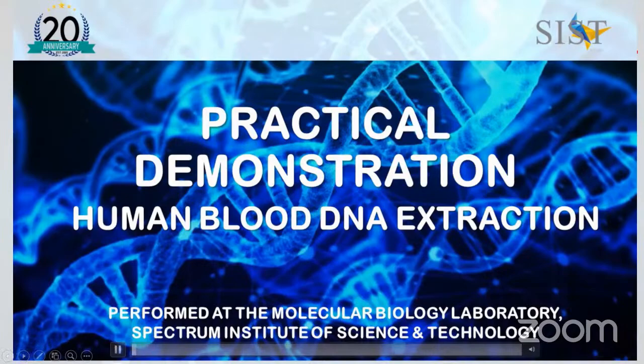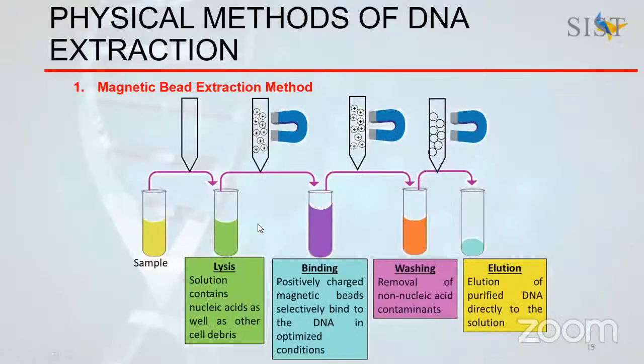Welcome to the practical demonstration. This is about physical methods of DNA extraction, the different methods we can use to obtain the DNA. The one we saw is the human blood DNA extraction, right? It was a kit method. So we can use different methods. The first one we'll see is the magnetic bead extraction method. The theory is the same, but the way they extract could be slightly different.